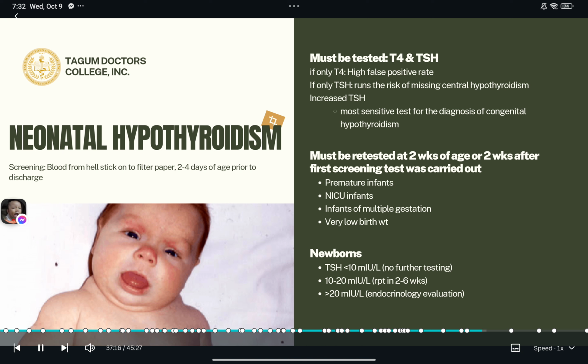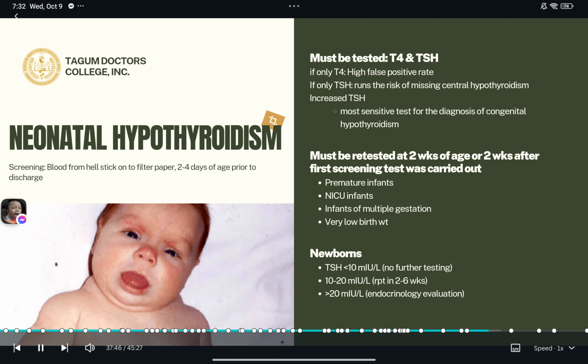So, kasagaran sa ato ang mga infants, these infants who are premature, gikan sa NICU, and infants of multiple gestation, and those with very low birth weight, dili lang sa neonatal hypothyroidism, but murag as a general rule, if ingon ani ang condition nila when we did the initial newborn screening, they will be retested jud at 2 weeks of age.